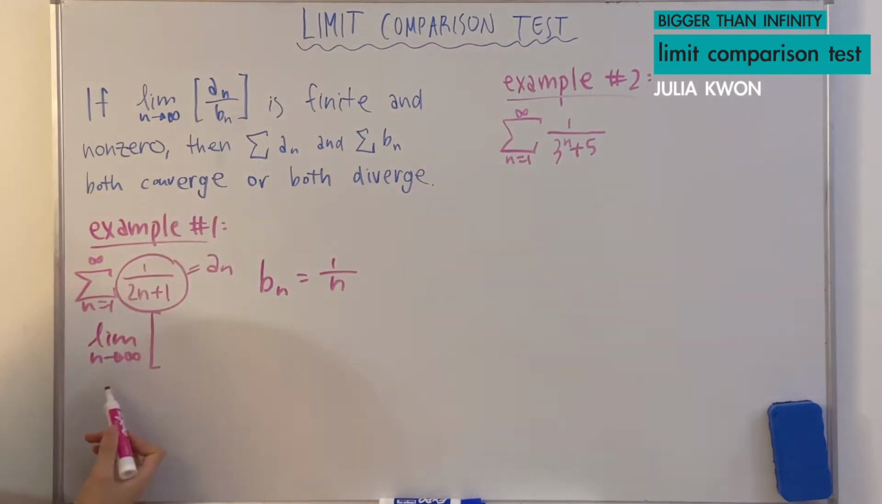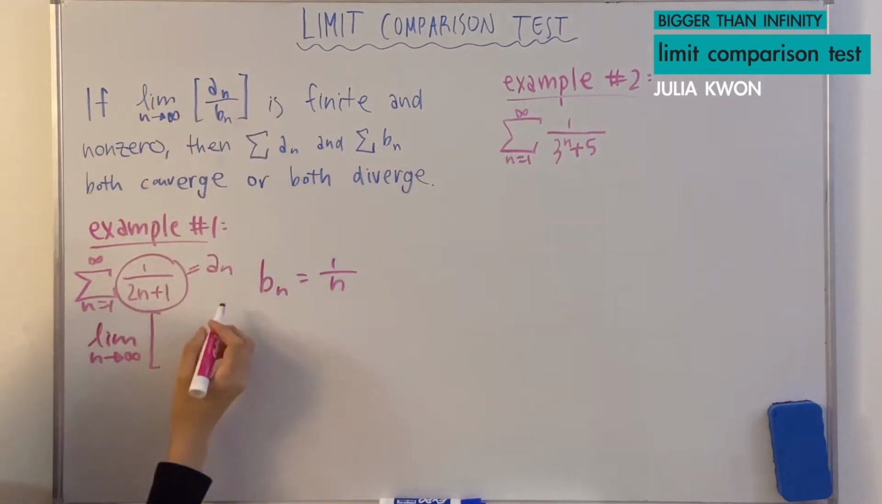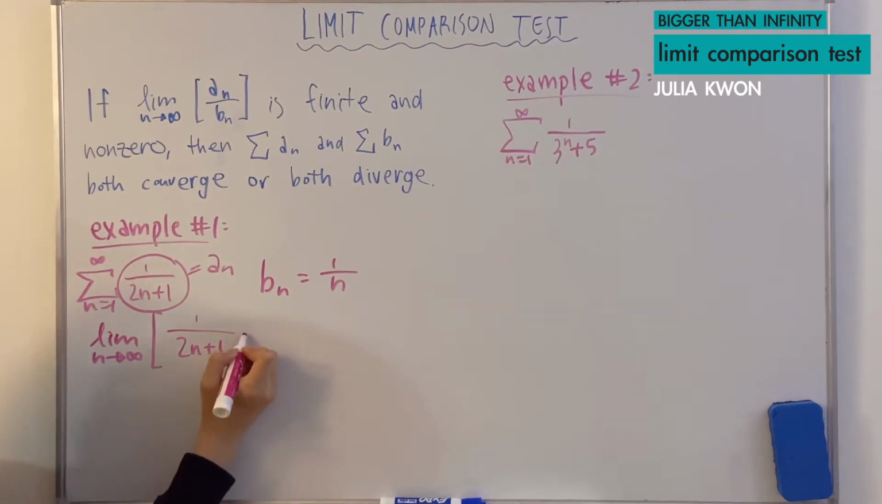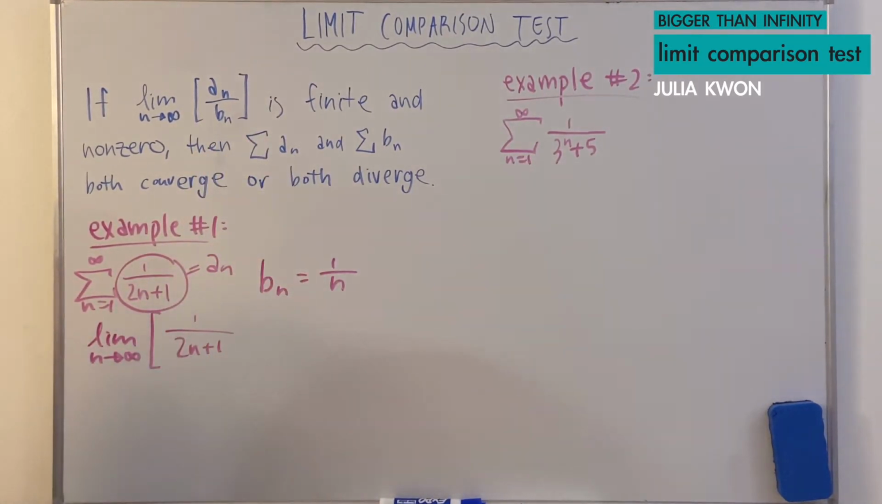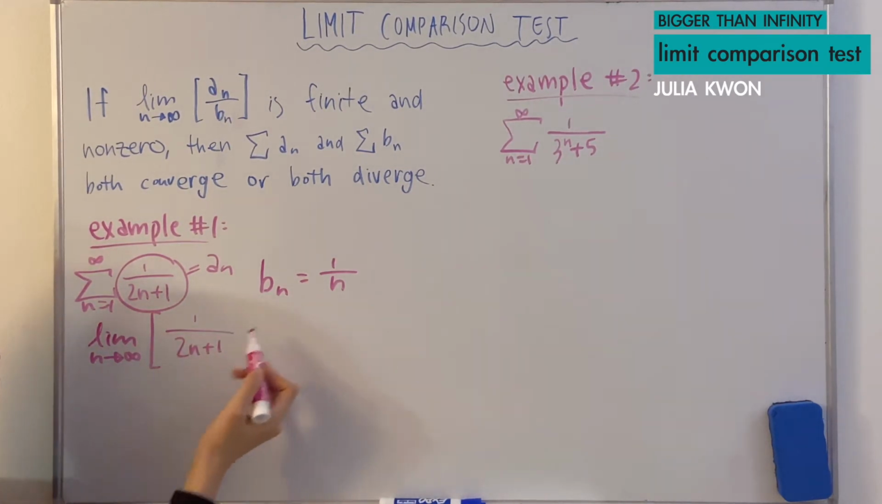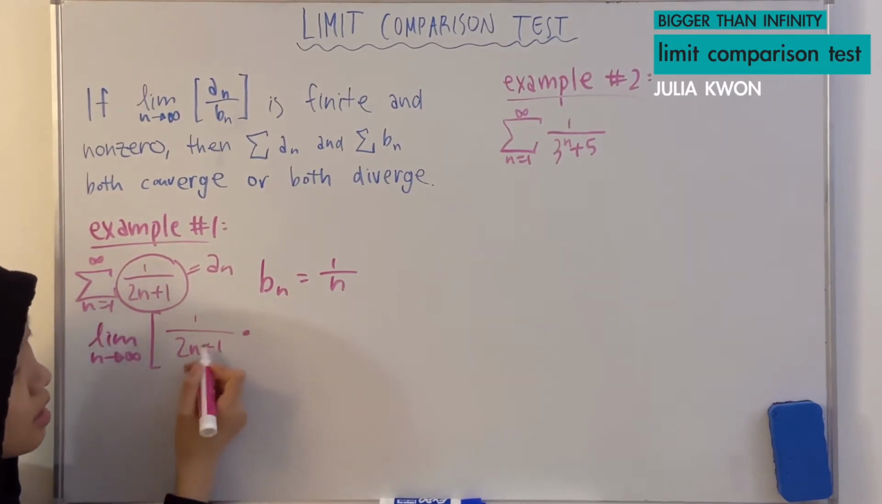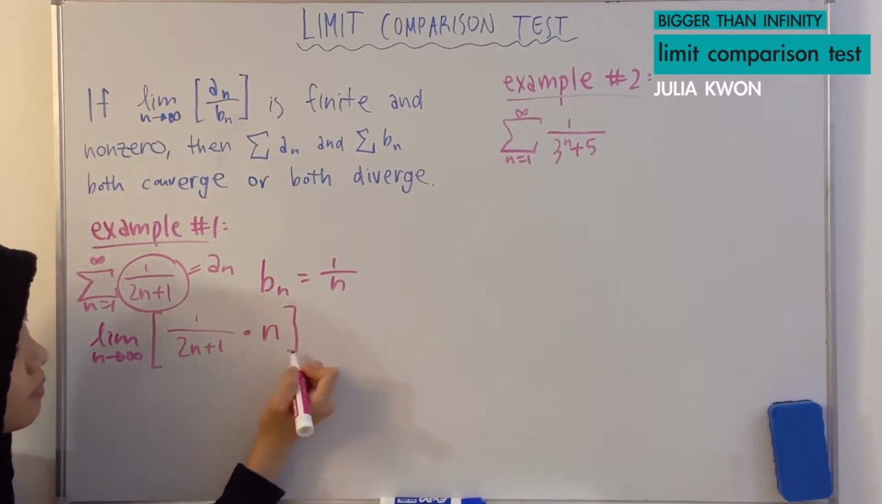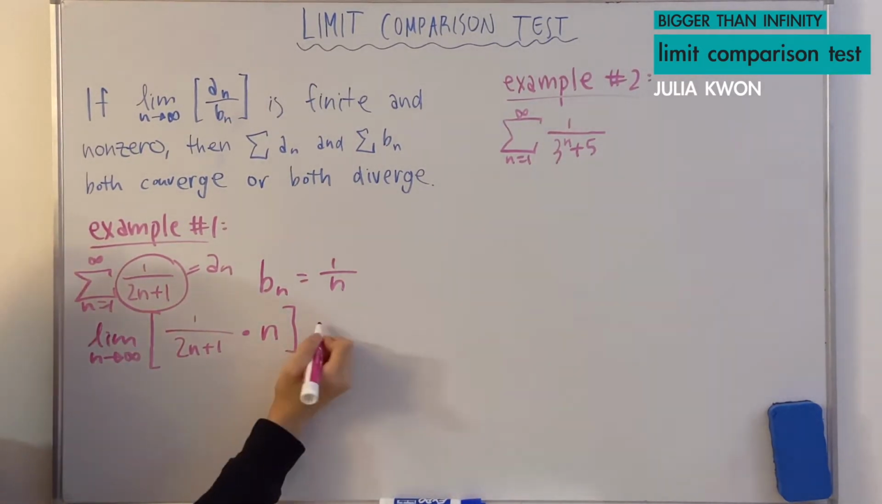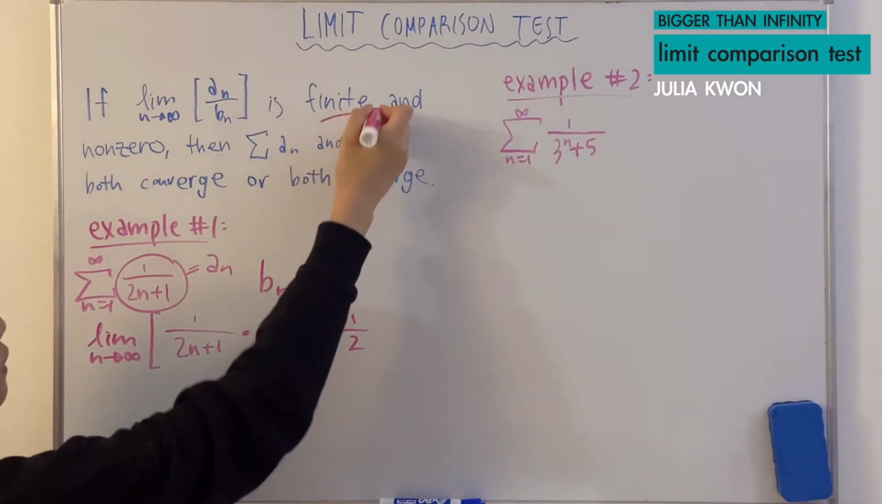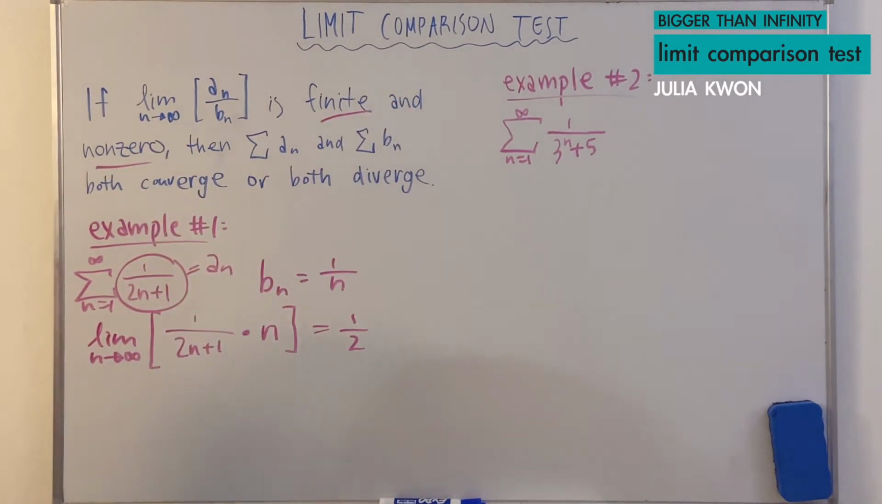We have to take the limit as n approaches infinity of a sub n, which is equal to 1 divided by 2n plus 1, divided by b sub n. So we're going to divide this by 1 over n, which is the same thing as multiplying this by n. If we take this limit, then we'll get 1 divided by 2, which is both finite and non-zero, which means that the infinite series a sub n and b sub n either both diverge or both converge.